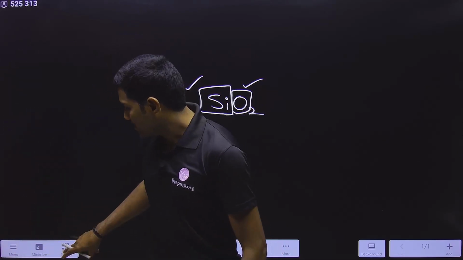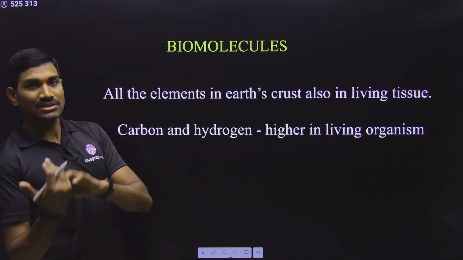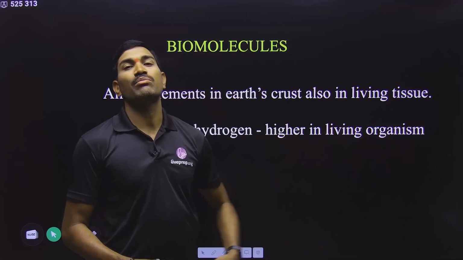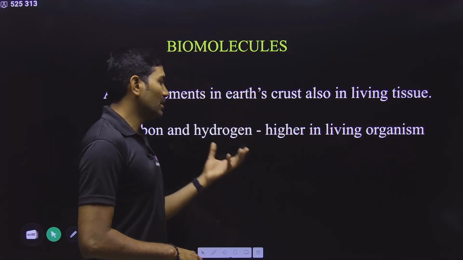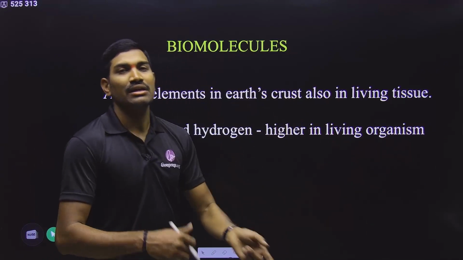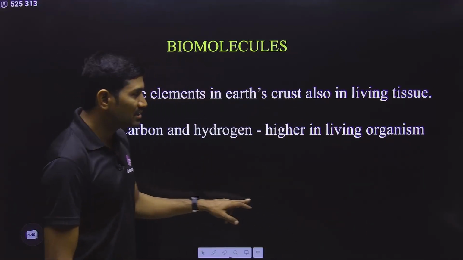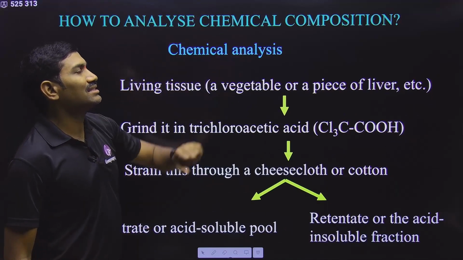But in the case of living organisms, generally when compared with the earth crust, carbon and hydrogen are more in proportion in comparison with non-living. Yes or no? So they are more in living organisms in comparison with non-living things like the earth crust. This is another sentence that they have given in NCERT. And then we are going on to how to analyze this chemical composition.